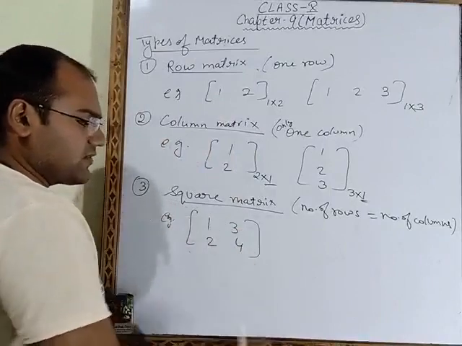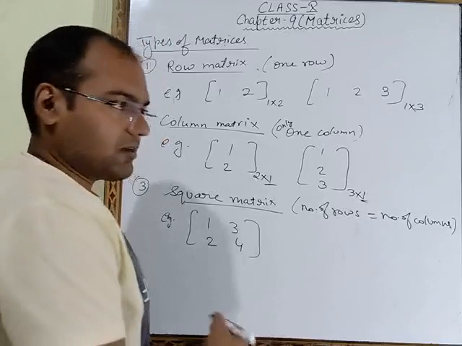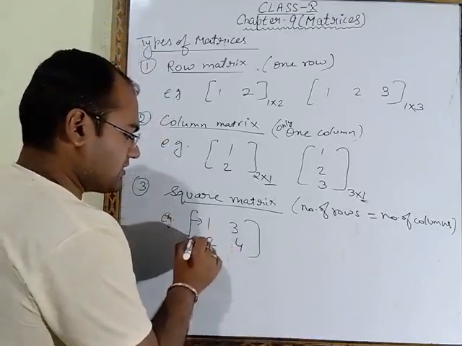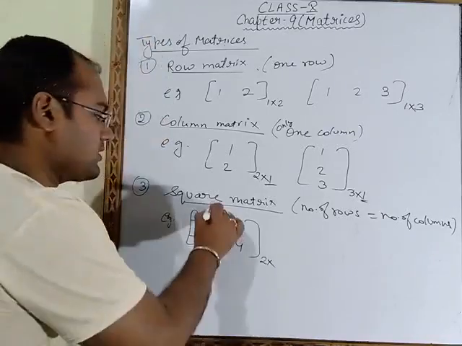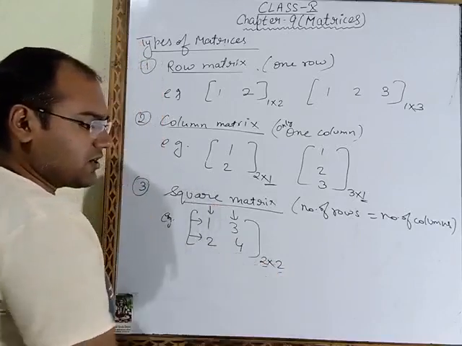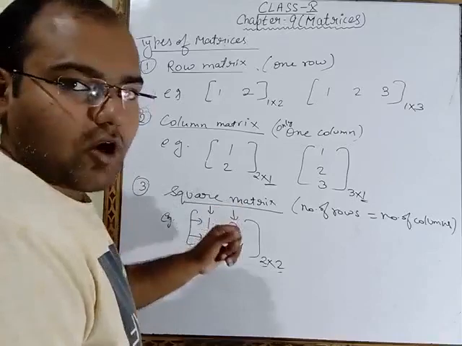This is the first example. If we write the order, it means number of rows multiplied by number of columns. So how many rows are there? This is the first row and this is the second row. 2 rows into columns: this is the first column and this is the second column. So 2 by 2. Number of rows and number of columns are equal to each other. That's why this matrix is known as a square matrix.